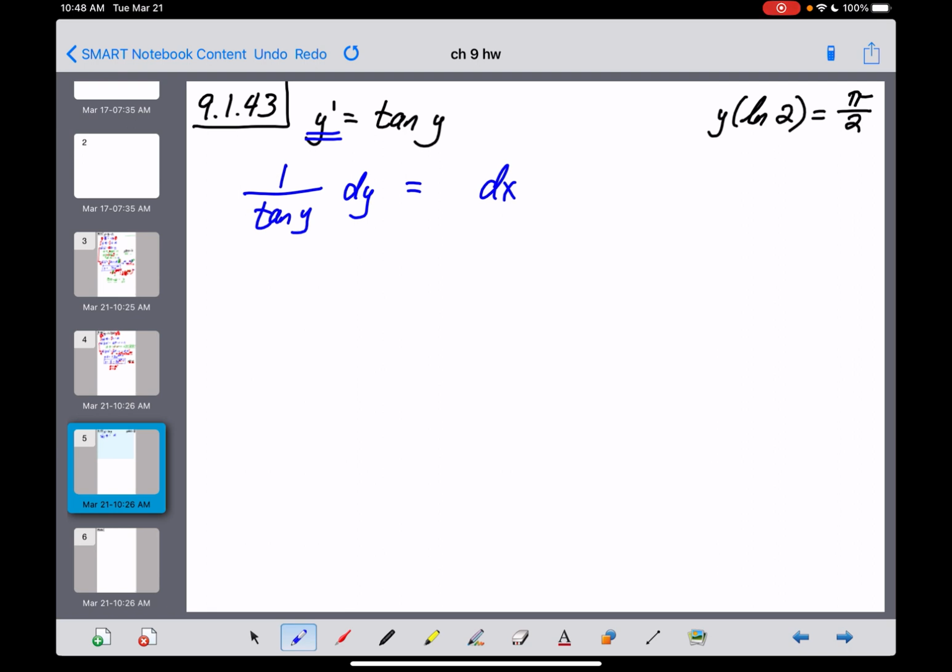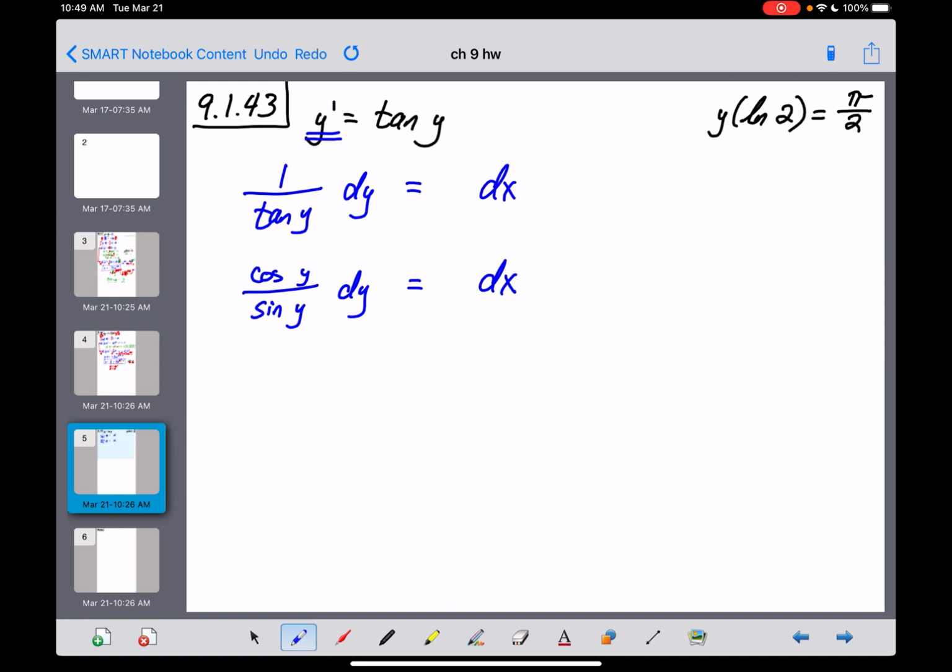Integrating 1 over tangent of y probably doesn't sound like a whole lot of fun, so I'll just remind everybody that 1 over tangent of y is cotangent of y. And if we remember that tangent is sine over cosine of y, then its reciprocal is going to be the cosine of y divided by the sine of y, dy equals dx.